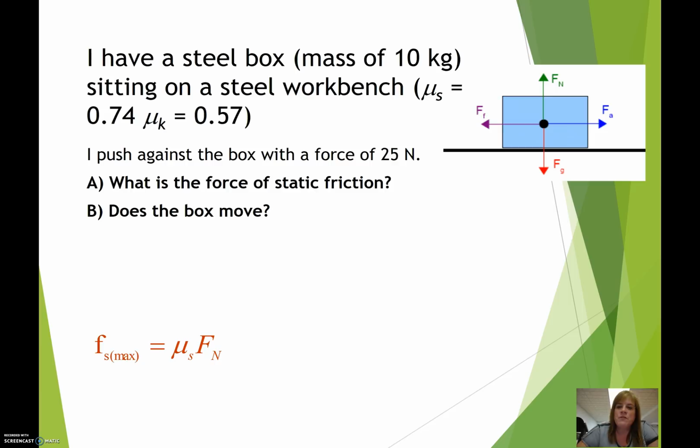To find the normal force, it is balancing the force of gravity, and since my box isn't moving vertically, that means that the sum of the forces in the y direction has to equal 0. So my normal force must be balanced by the force of gravity. That means my normal force is equal to the mass of the box times g. So 10 kilograms times 9.8, which this time is 98 newtons.